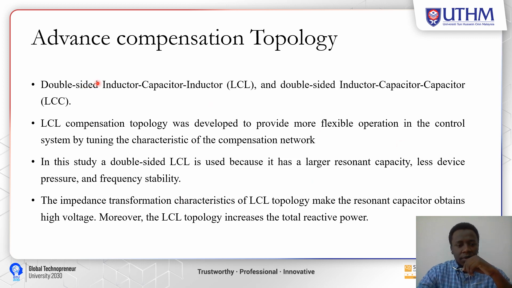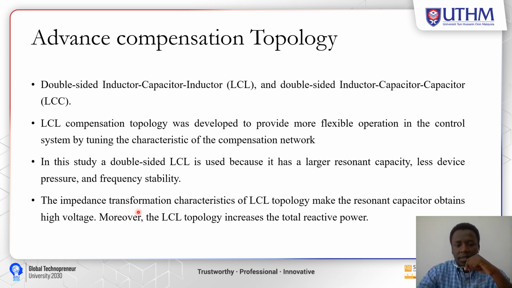Besides the basic compensation topology, we have advanced compensation topology. The advanced compensation topologies are double-sided inductor capacitor inductor, and double-sided inductor capacitor capacitor, or LCL and LCC. LCC compensation topology was developed to provide more flexible operation in the control system by tuning the characteristic of the compensation network. That's why in this study we are going to be using LCL, because it has large resonant capacity and less device pressure and frequency stability as well.